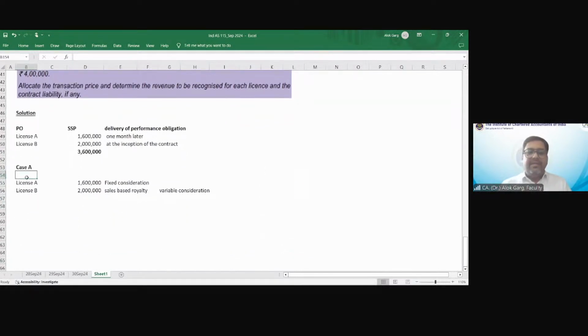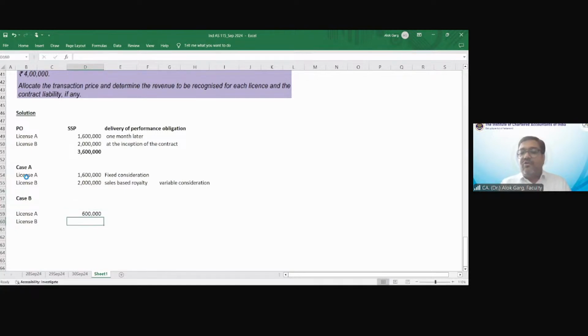Friends, in case B, what is given in case B? In case B, license A, license B. License A fixed consideration is not 16 lakh. It is only 6 lakh. Instead of 16 lakh, they manipulated the contract and said that license A I will sell you only on the fixed consideration of 6 lakh rupees, because it doesn't matter to the company.